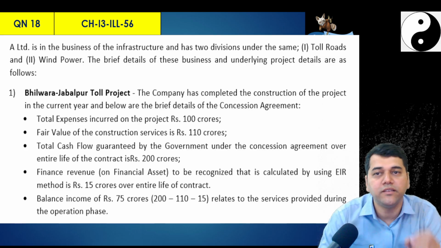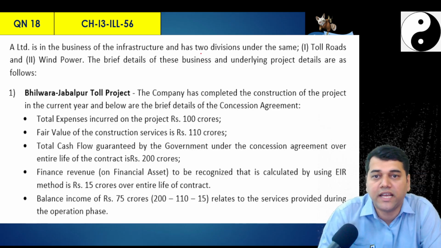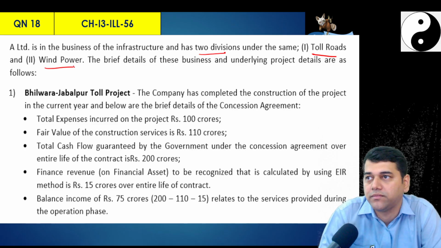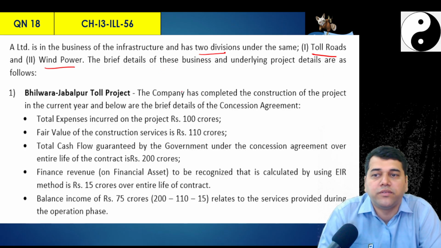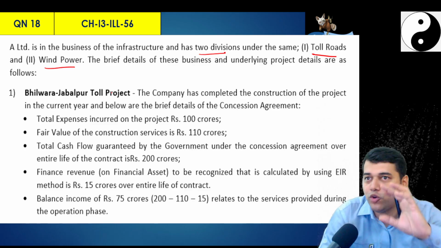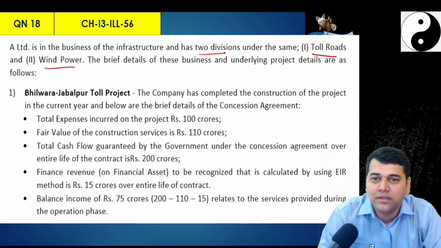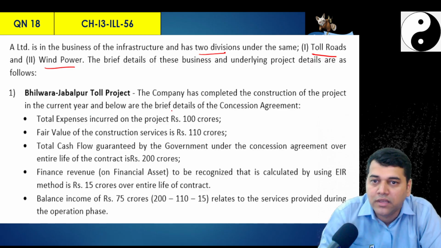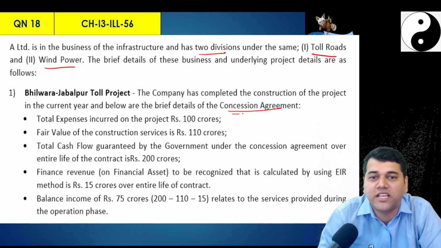Yes, A Limited is in the business of infrastructure and has two divisions: toll roads and wind power. The details of the business: Bilwara Jabalpur toll project. One toll project is going to happen. The company has completed the construction of the project in the current year, and below are the details of the concession agreement. What is this?